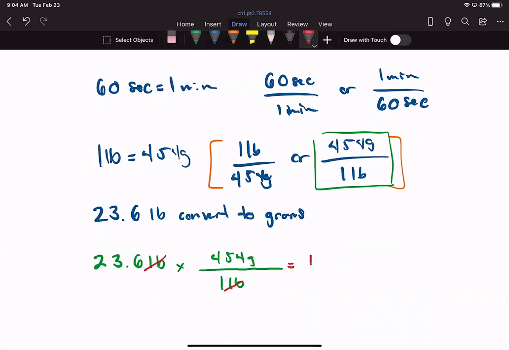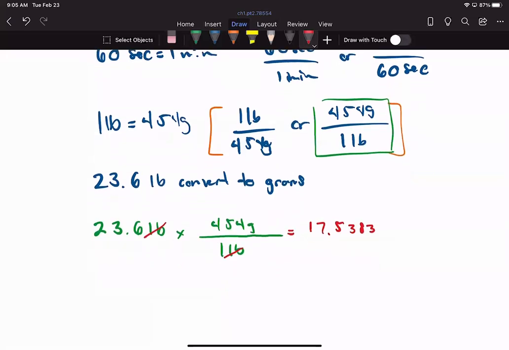And I get 17.5383. And now let's take a look at significant figures. Well, my measurement is 4. Nope, this is 3. I thought that was a 1 there. This is 3 significant figures.